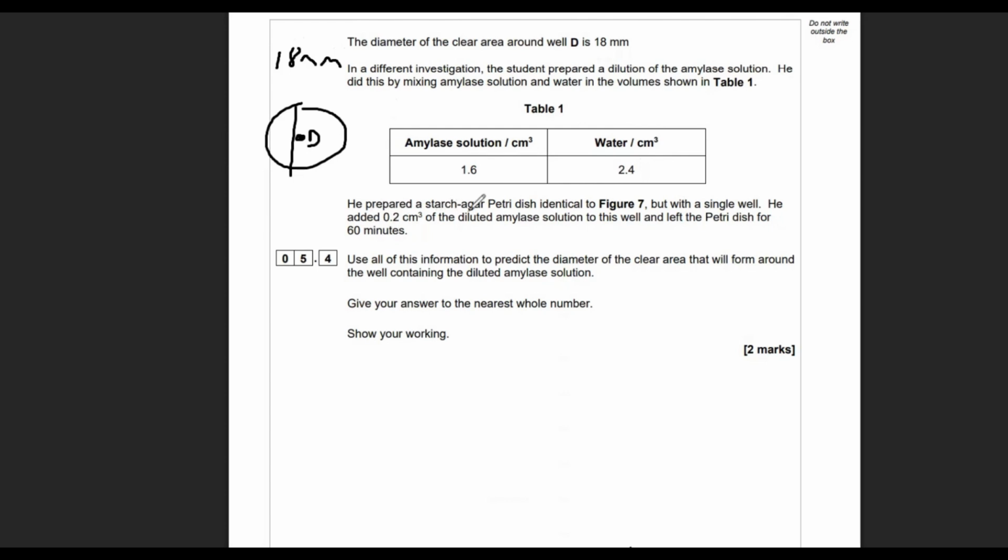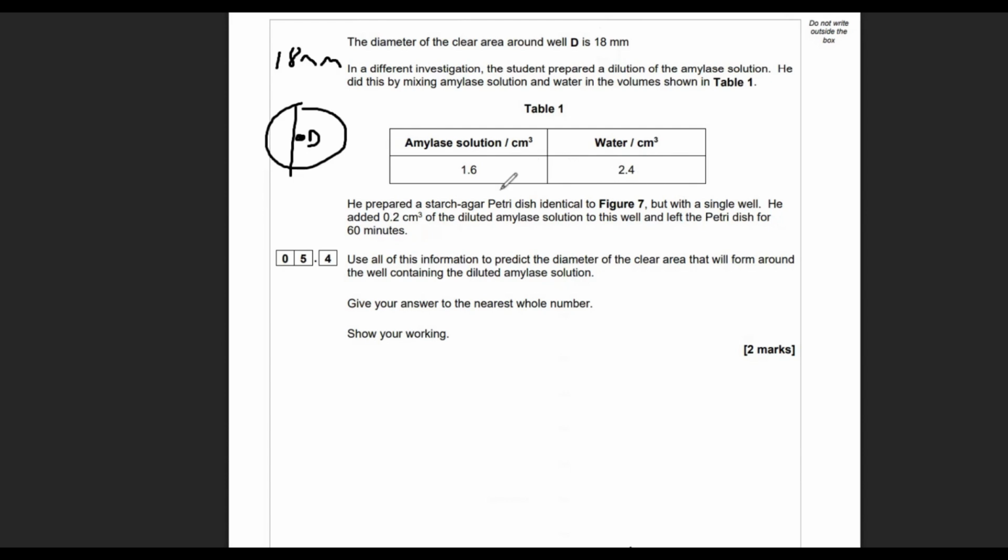He prepared a starch petri dish identical to figure 7, but with a single well. He added 0.2 of the diluted amylase to the well and left the petri dish for 60 minutes. Use this information to predict the diameter of the clear area to form around the well containing the amylase solution. So we know that when it's 100% amylase, it's 18 millimeters. What is the percentage of amylase now? And then do that times that.